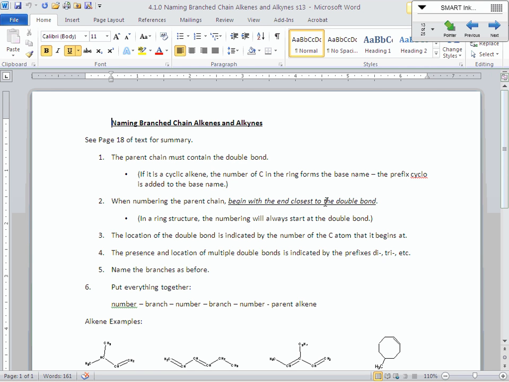So easy. Main chain has a double bond or triple bond, and it gets the smallest number. In a ring structure, numbering will always start at the double bond. So if you've got a ring with a double bond in it, that defines number 1, with number 2 being the next guy. We'll do some examples. And then if we have multiple double bonds, we can have dienes and trienes, all right? And we'll do some examples. Name the branches as before, put everything together, and away you go, all right?